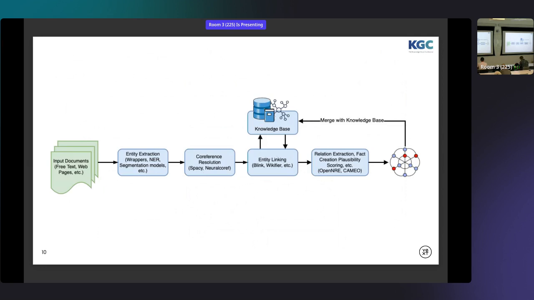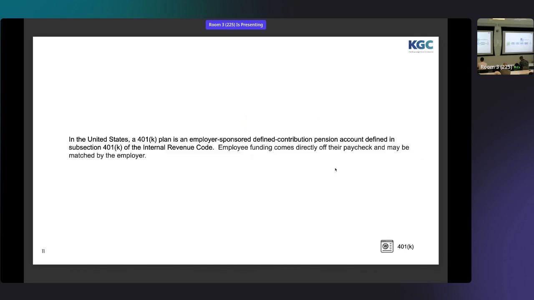Entity linking to the existing knowledge base. So we want to be able to take these entities that we've extracted and find where they exist in the knowledge base because they're instances of those entities. And finally, relation extraction. So taking those entities that exist within this input passage and building relations between the two.